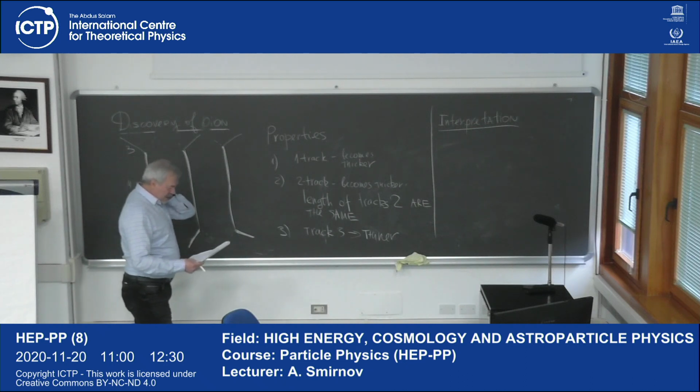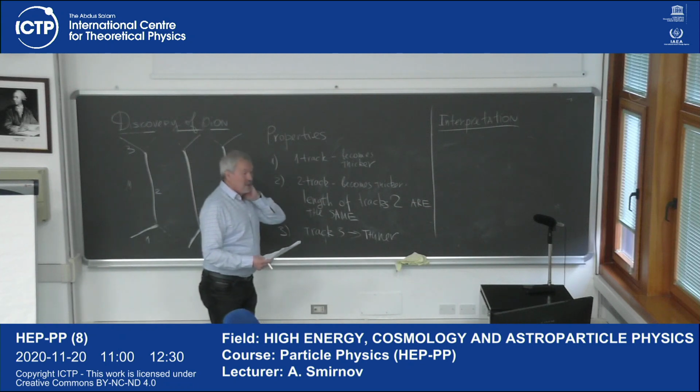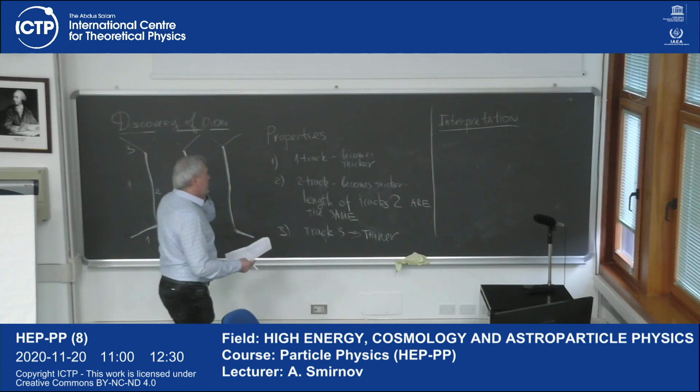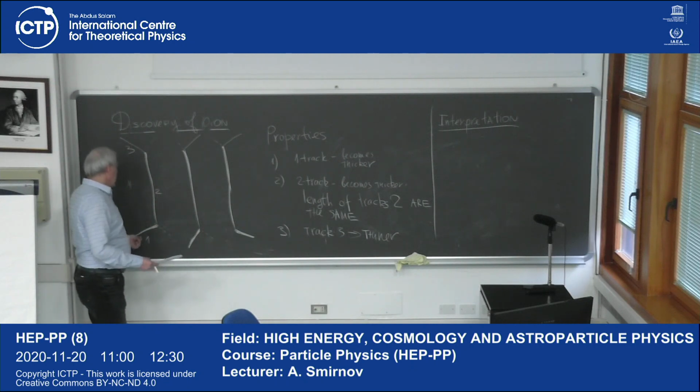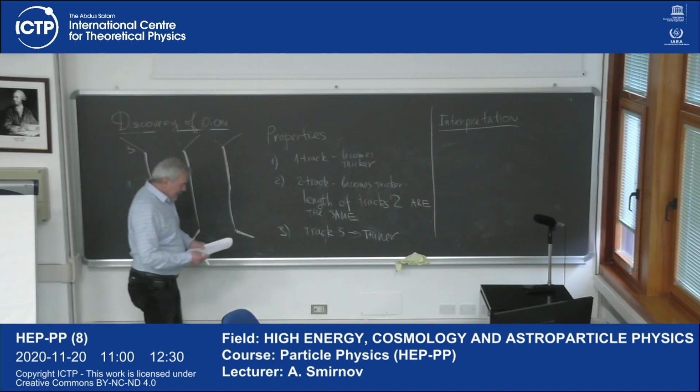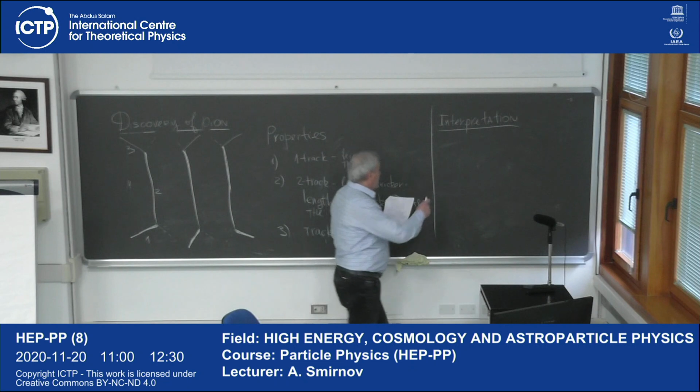So let me describe what the interpretation really is. Again, the experimentalists tried first with known particles. Can it be, say, a muon? Then this is an electron, then it doesn't work. A neutron doesn't show a track. Can it be a proton? A proton is stable.